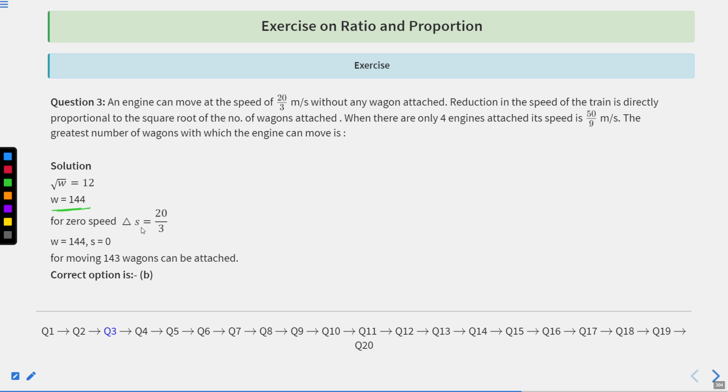And for zero speed, delta S is equal to 20 upon 3. So W is equal to 144 and S equal to 0. And for the engine to move, 143 wagons can be attached. Correct option here will be option B.